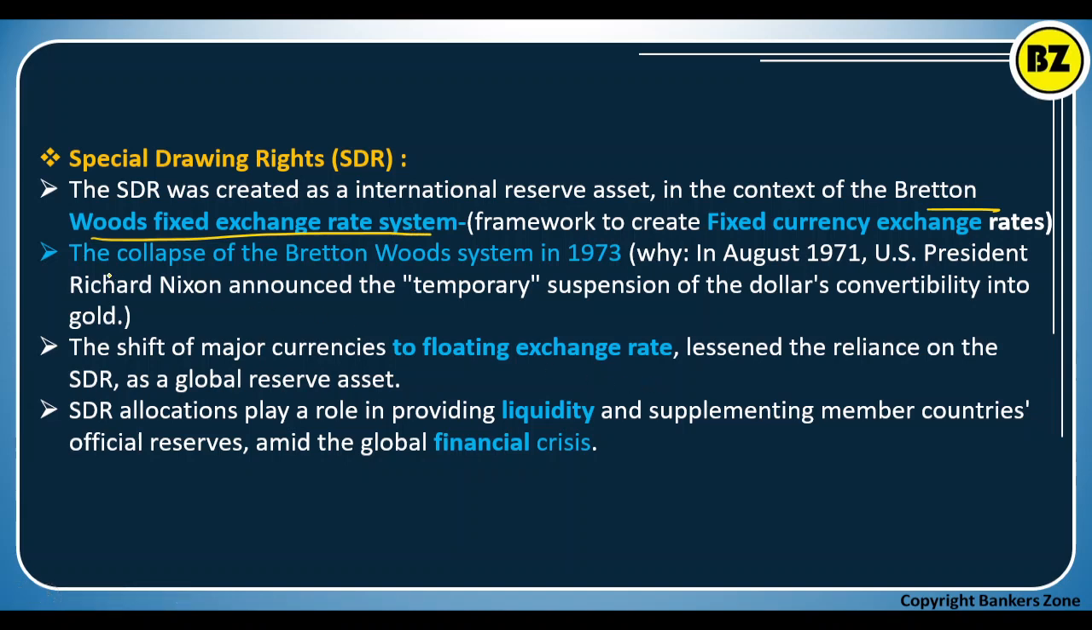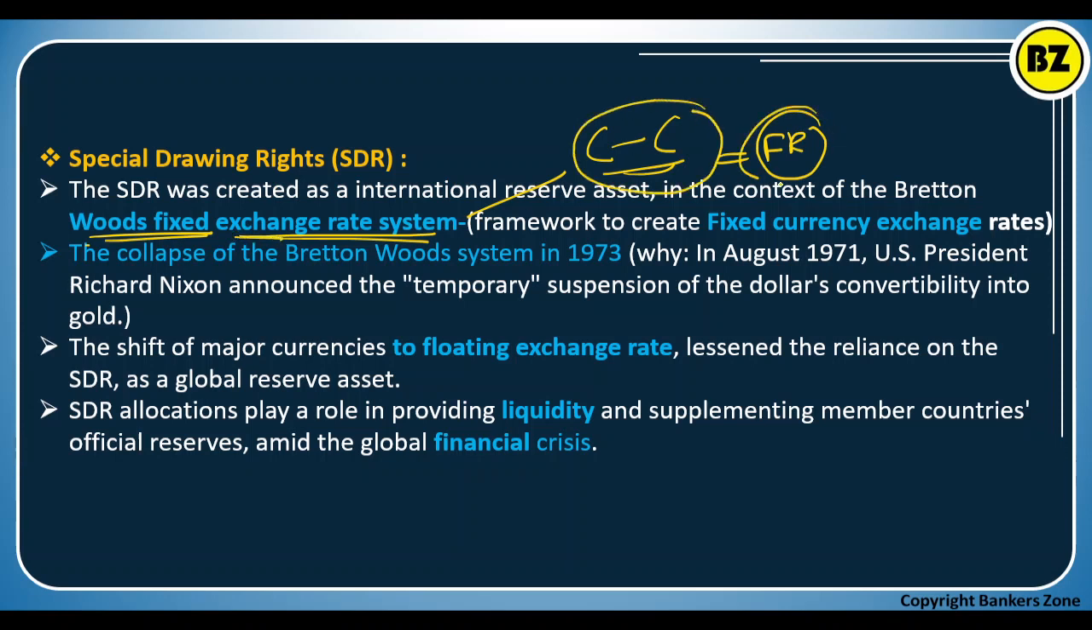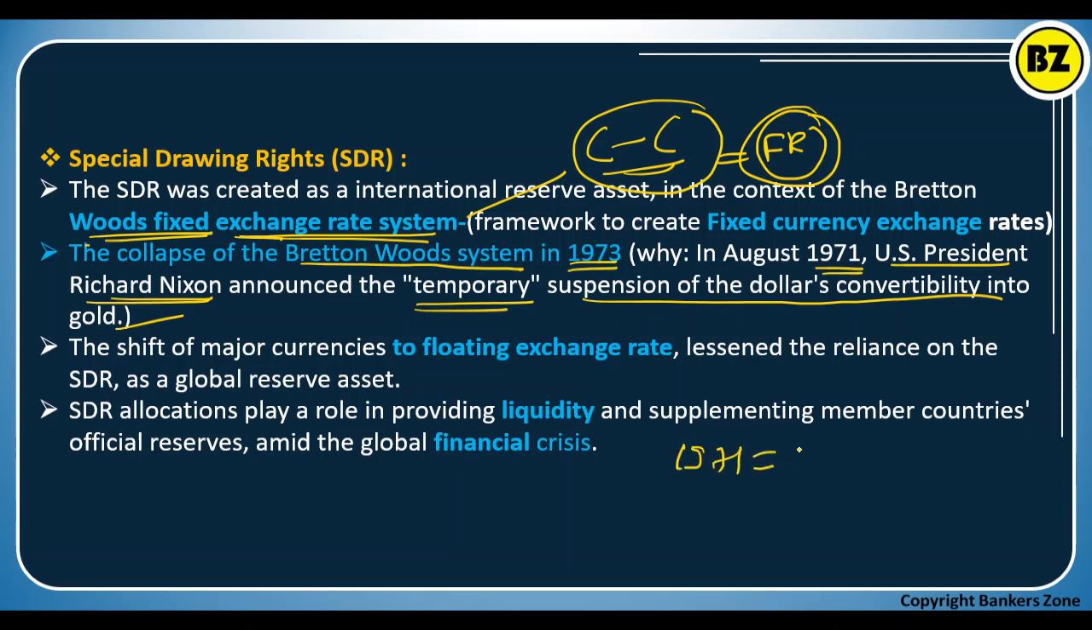But the collapse of the Bretton Woods system happened in 1973. Basically, the Bretton Woods fixed exchange rate system is a system of converting one currency to another by way of a fixed rate. Got it? But that system collapsed in 1973. Why? Because in 1971, the US president Richard Nixon announced that they were temporarily suspending the convertibility of the US dollar into gold.